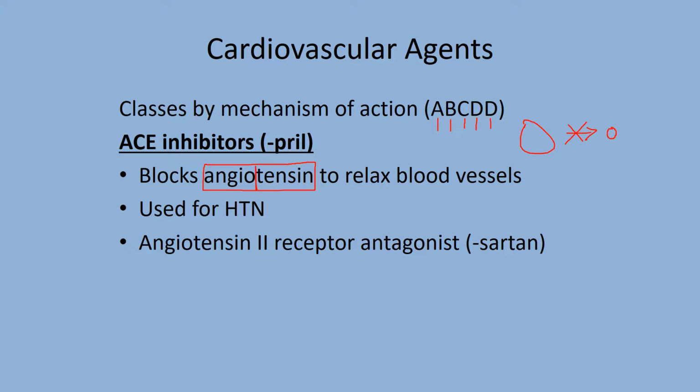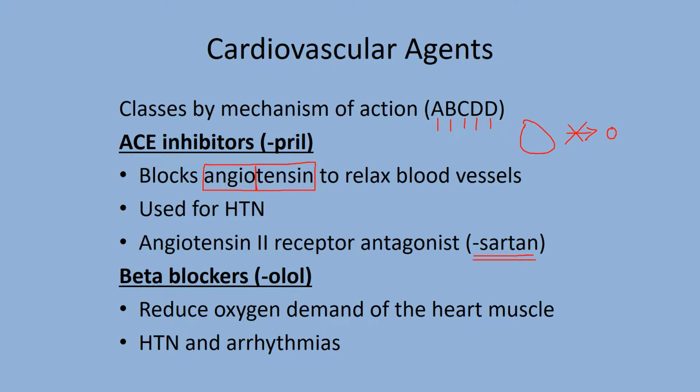Similar are the angiotensin II receptor antagonists. So these are lytic drugs that even if angiotensin is in the environment, we block the receptors so it never produces a vascular constriction effect.